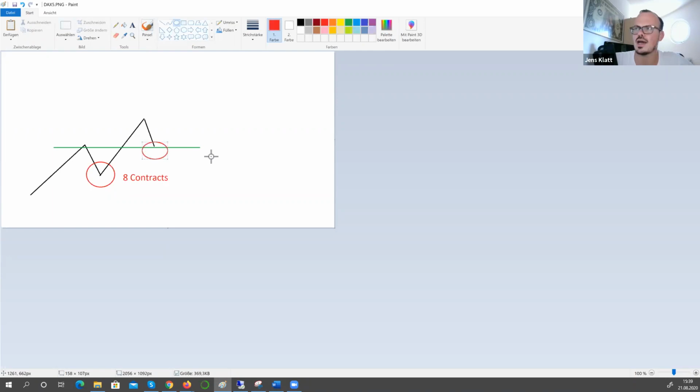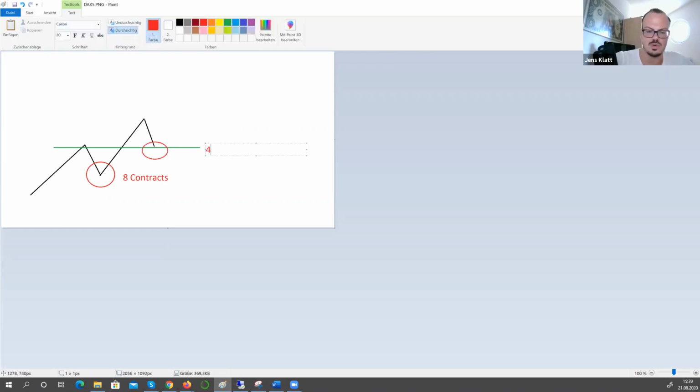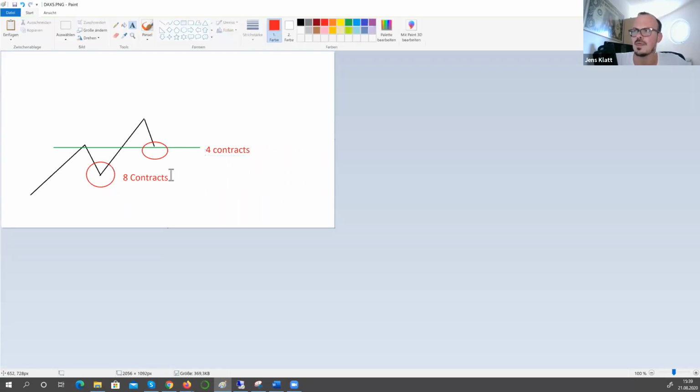So since we do not have clear levels now, it's difficult to say where the average price is, but I think it should be somewhere here. So slightly bringing this trade into positive territory once you move your stop to break even. And so it should be somewhere here within this region. And then you add another 4 contracts, bringing your overall exposure to 12 contracts. So then you take it from here.